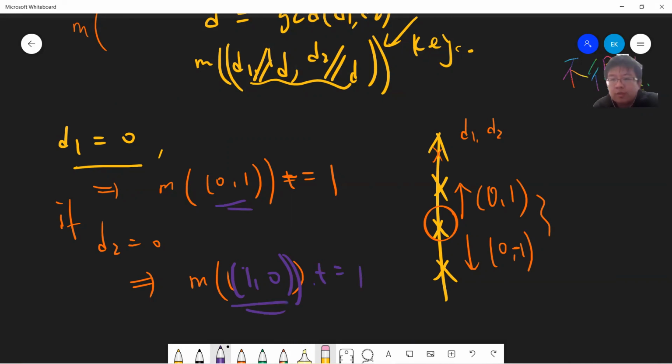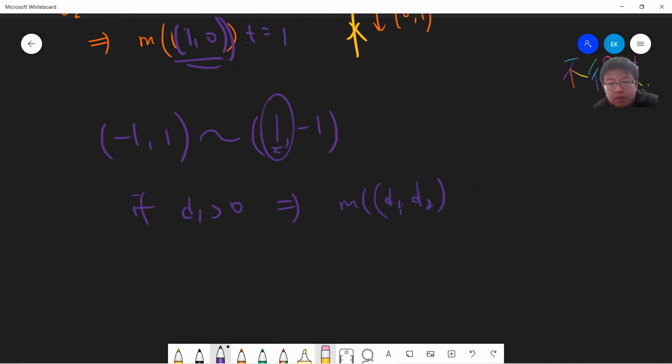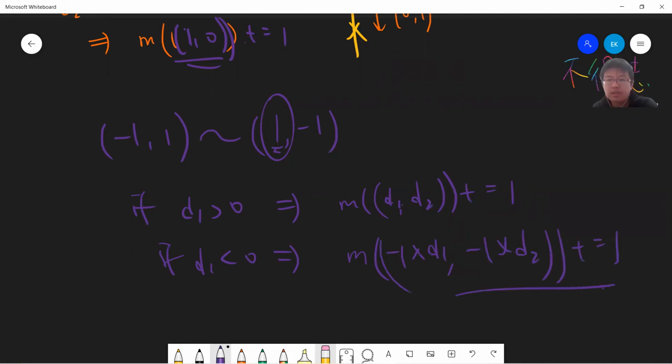There are some more boundary cases. For example, minus 1 and 1 should be viewed as the same as 1 and minus 1. So I can manually force d1 to be positive, right? So if d1 is positive, then I can just add m of d1 d2 to 1. If d1 is negative, then I just manually force minus 1 times d1 and minus 1 times d2, plus or equal to 1. That's enough. Okay, so we can solve the problem.